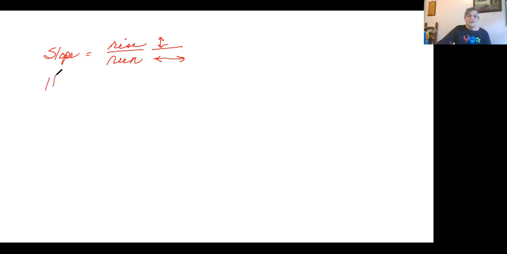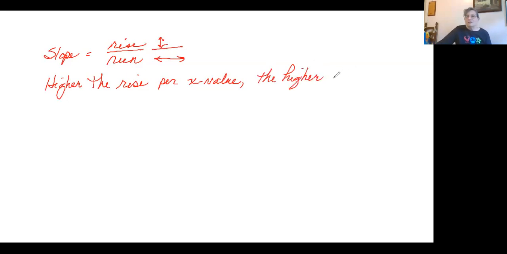The higher the rise, per x value, basically, the higher the slope is, or the larger the slope is.